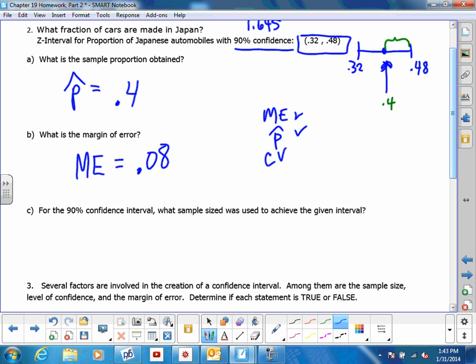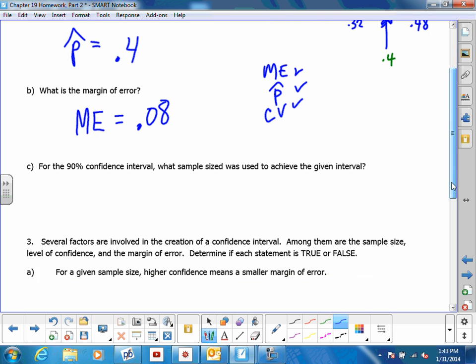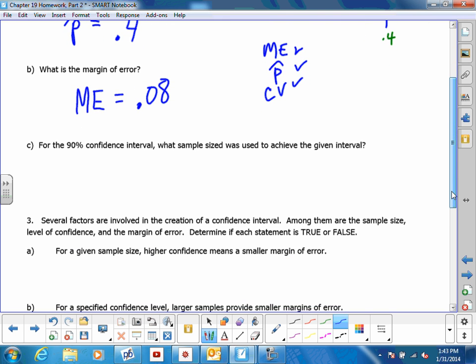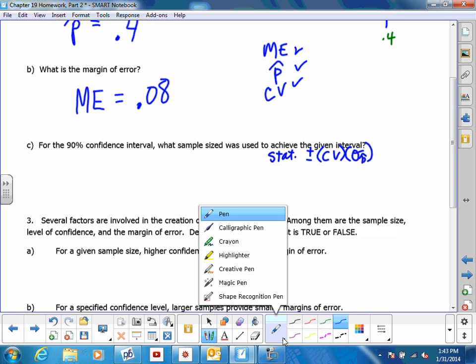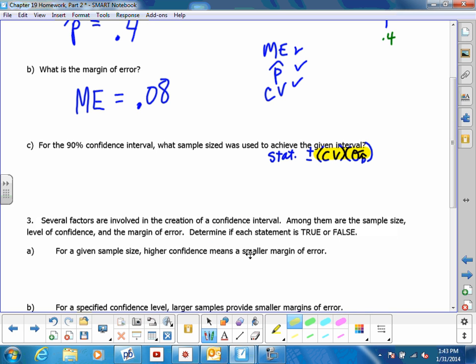You have all these things. So if you look at the formula, let me just write this here, you don't have to: statistic, plus or minus the critical value times the standard deviation of the statistic. Where is the margin of error on this picture? Thank you. Here is the margin of error.